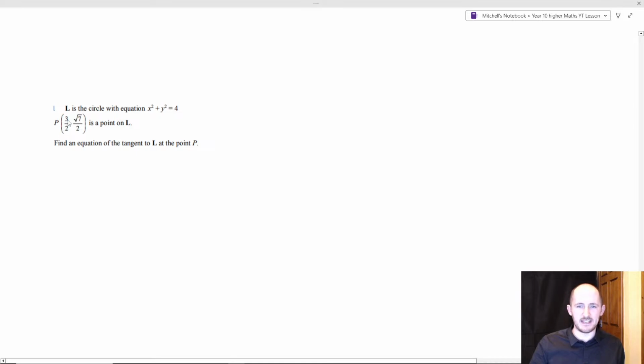Point P is a point on L, so find an equation of the tangent to L at the point P. So I would personally draw a diagram for this. Nothing special.